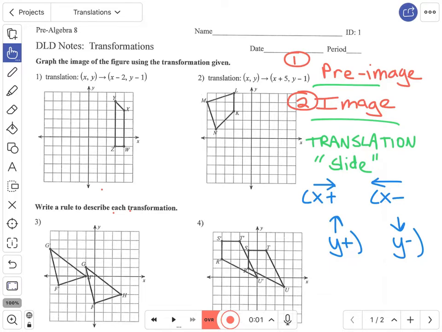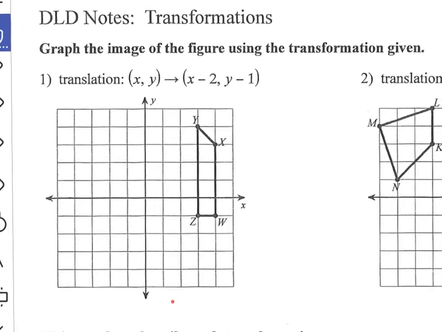So x plus means that we go to the right, x minus means we go to the left, y plus means we go up, y minus means we go down. I would pause the video and make sure that you have these important pieces of information. So let's go ahead and jump in and try example 1.